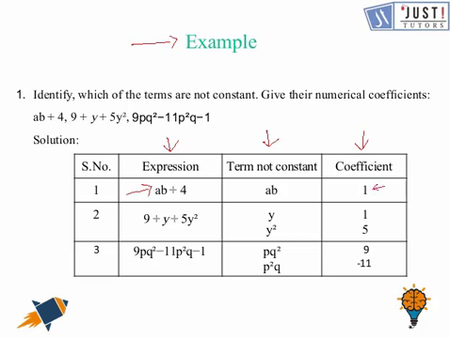Similarly, the next is y and y square, which are non-constant terms. The coefficient of y is going to be 1 and the coefficient of y square is going to be 5. The next is 9pq square minus 11p square q minus 1. The terms which are not constant are pq square and p square q. So the coefficient of pq square is 9 and the coefficient of p square q is minus 11.